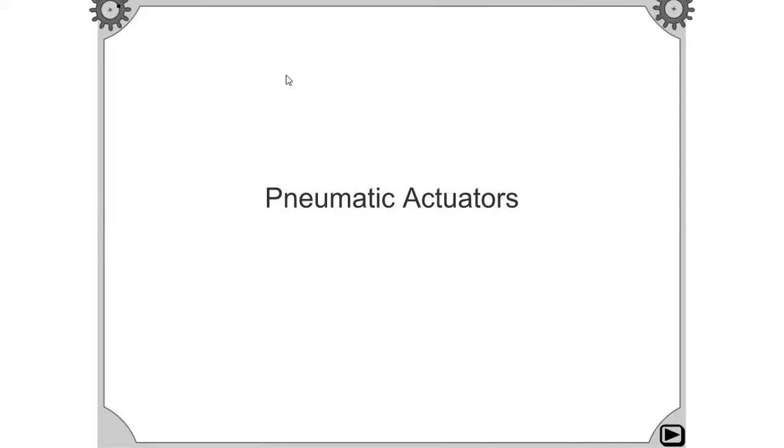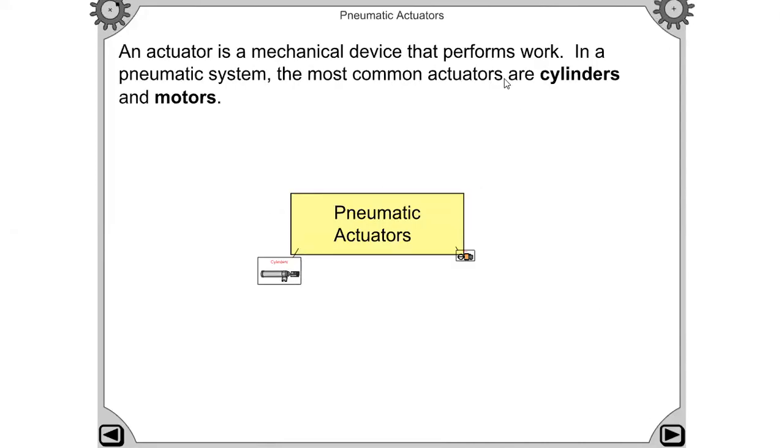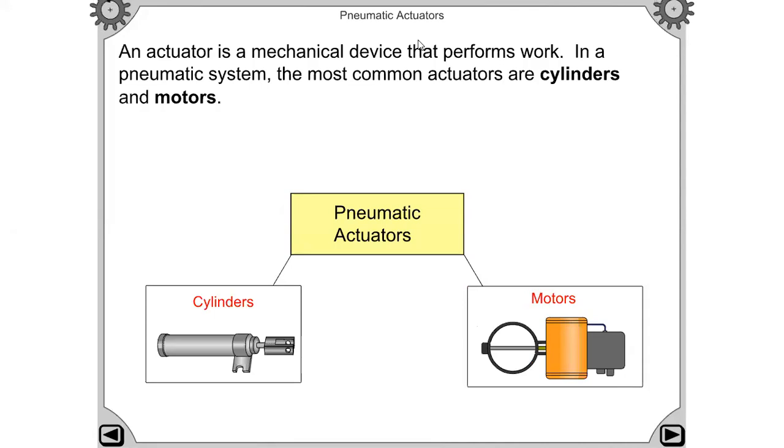So, in today's session, we will discuss the pneumatic actuators. So, let us see about the pneumatic actuator. What are the pneumatic actuators? A pneumatic actuator is a mechanical device that performs the work. In a pneumatic system, the most common actuators are cylinders and motors.